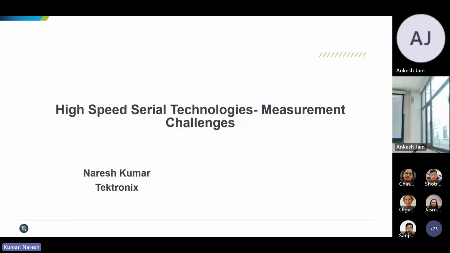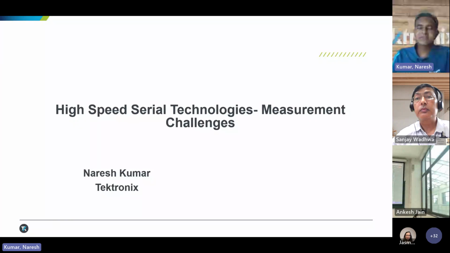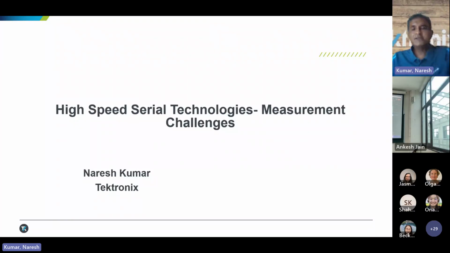First, lay a background on what we mean by these high-speed serial technologies. Are there some technologies which are more critical, which are driving the needs for testing, which are driving the challenges in testing? So pick those, understand those technologies, and then from there, talk about what are the ways test and measurement companies, like ours, I belong to Tektronix, as you mentioned, how are we trying to solve those problems?